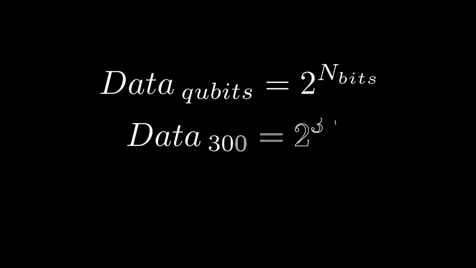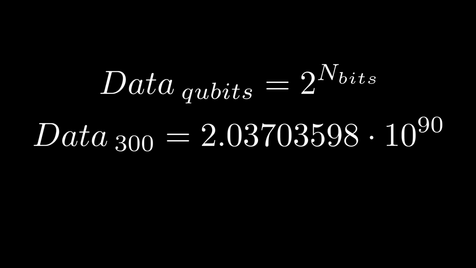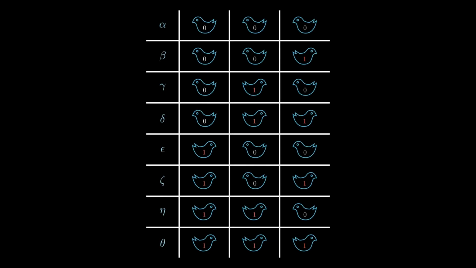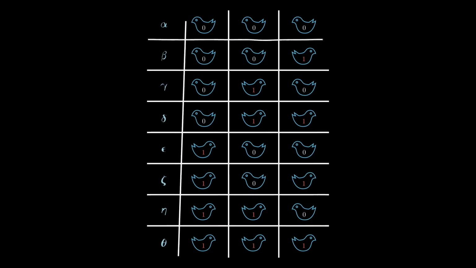So with 300 qubits, we can represent 2 to the 300, or 2.03703598 times 10 to the 90 pieces of information, which is more than the amount of atoms in the universe. We cannot measure the probabilities during our calculations of qubits, and when observing the bit, it must fall into the position represented by a classical state. So despite having 8 pieces of information on the position of birds out of the window, only 3 bits will ever be interpreted, the actual facing directions.